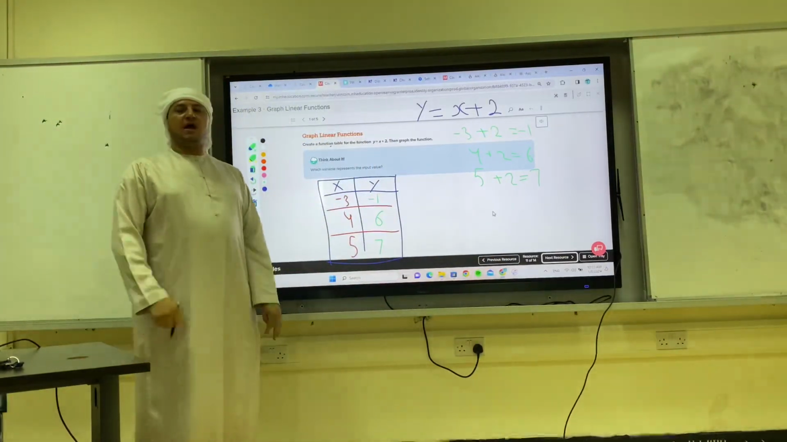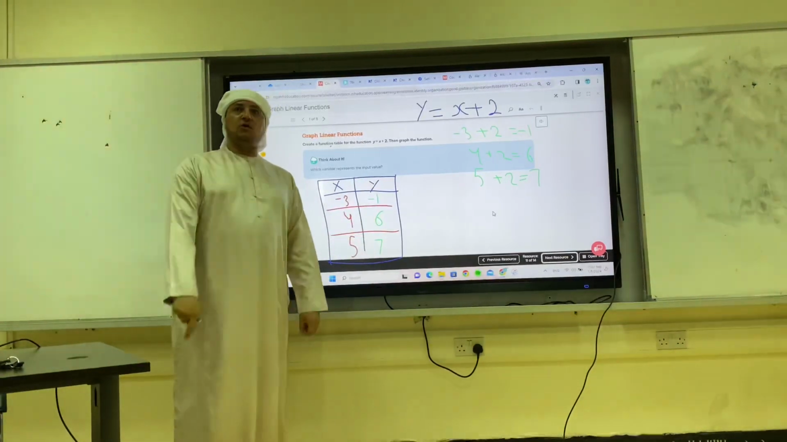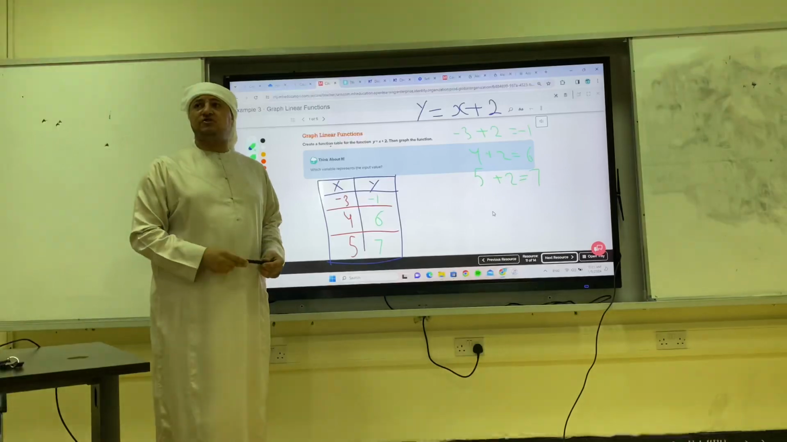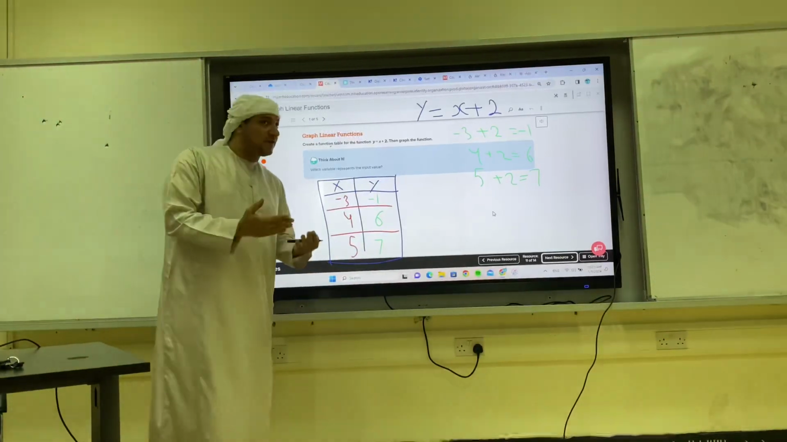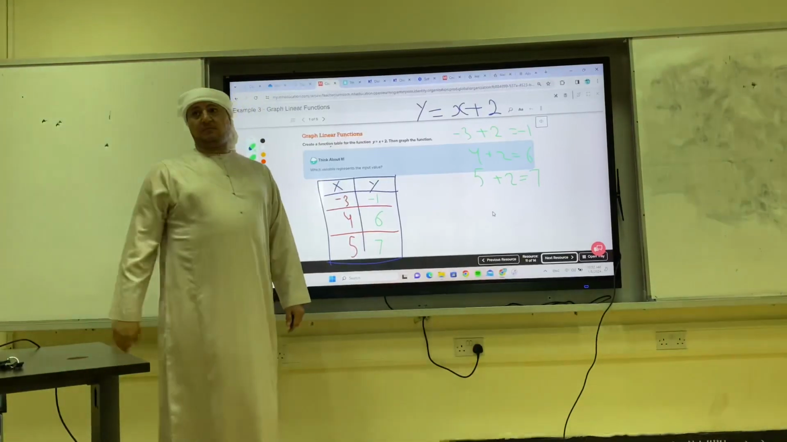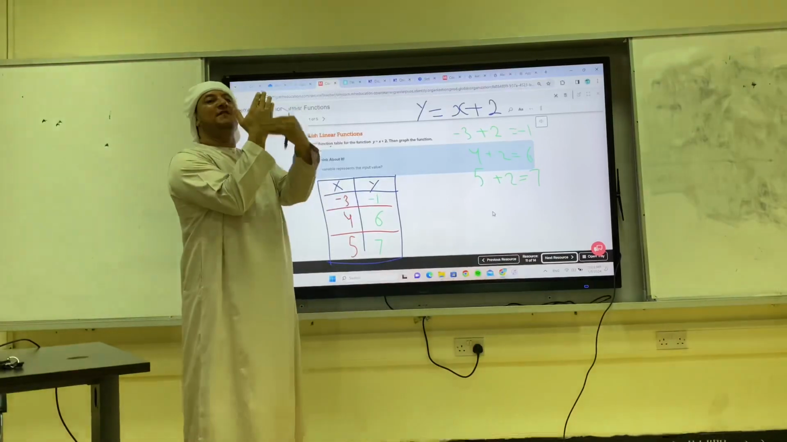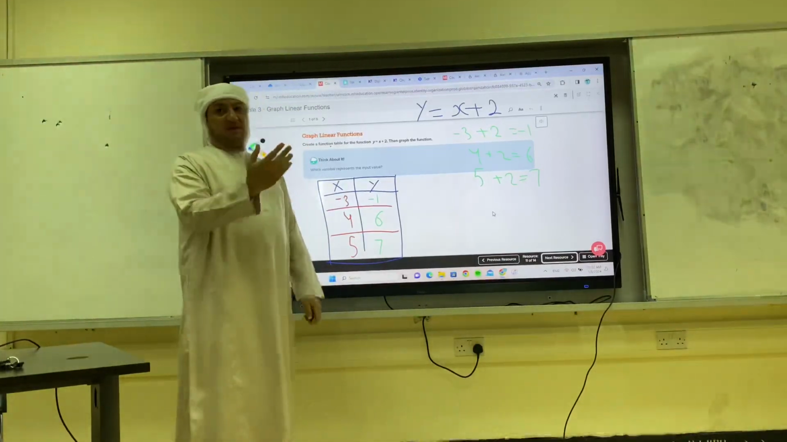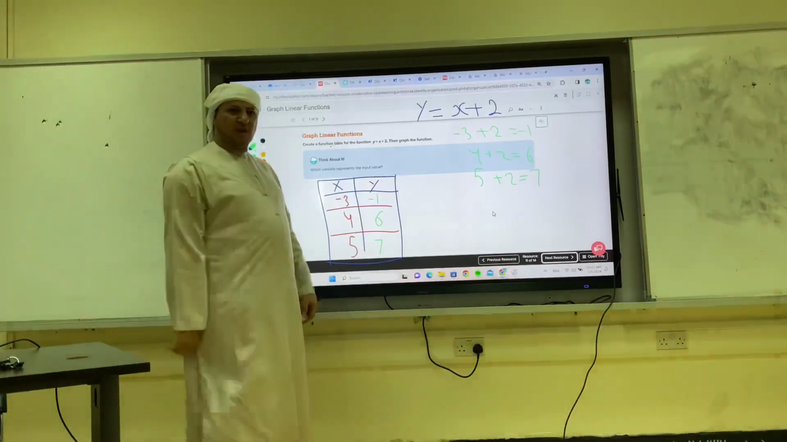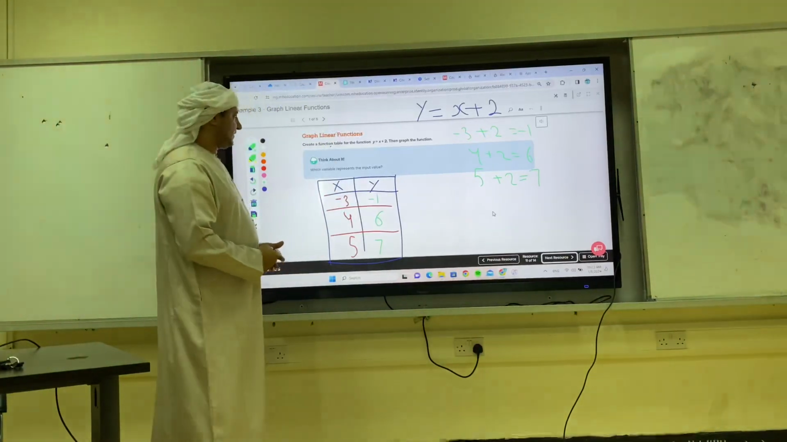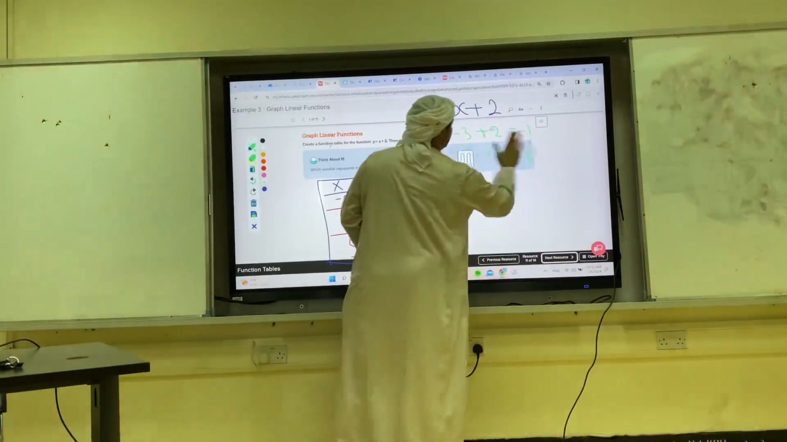And for your information, any line is a function. The only condition that makes a line not a function is when it is a vertical line. So the only line that is not a function is the vertical line, because applying the vertical line test on a vertical line gives you infinitely many points, many connections, and we need only one for a function. Now, can I graph this information?